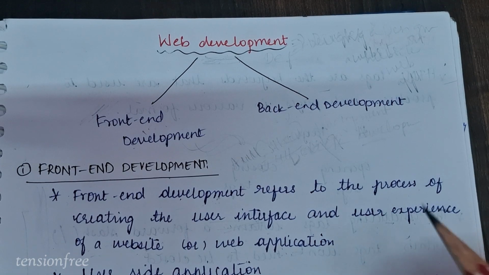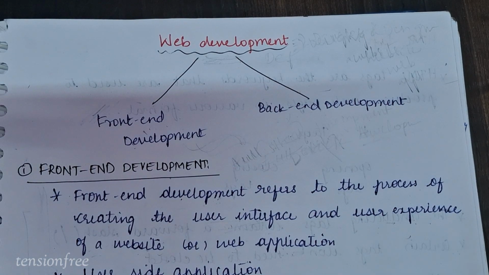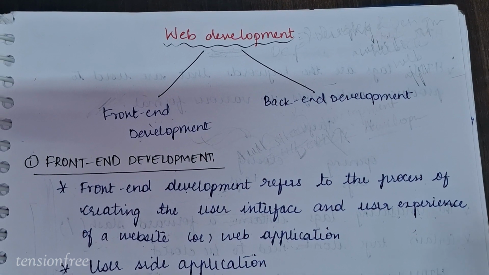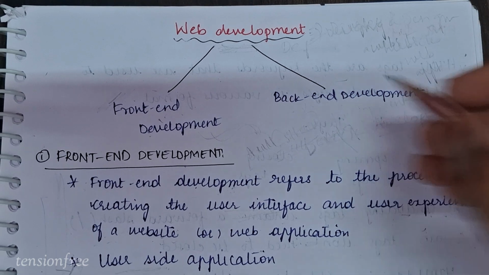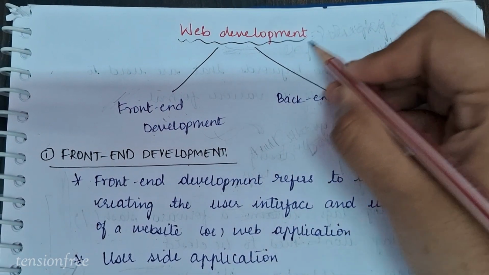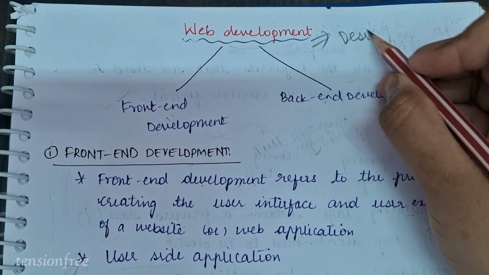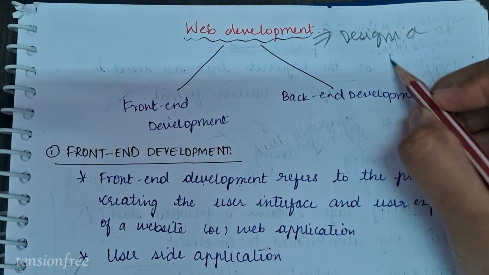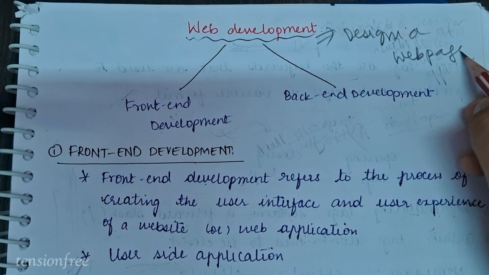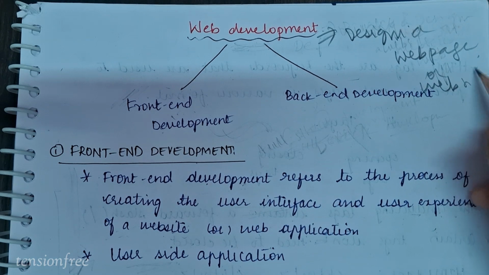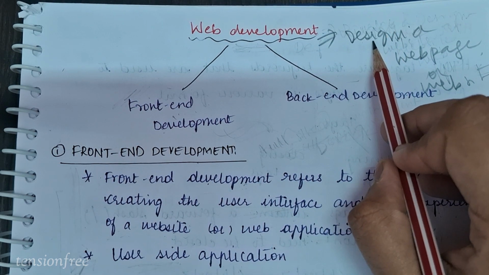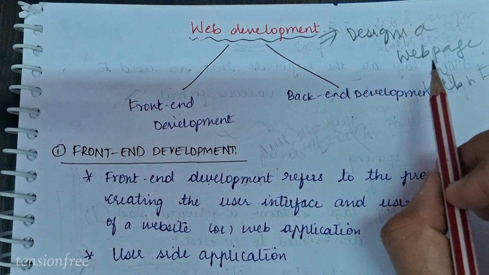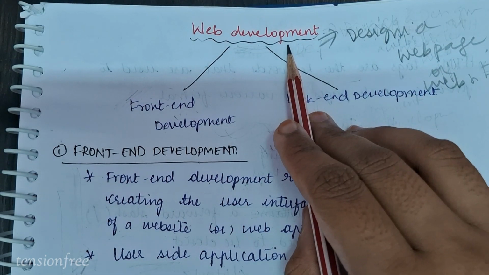We have gone through the web technology in the previous video. Now we will be seeing what web development is and the classifications of web development. Coming to the definition, web development is nothing but designing a web page or website. That means to design or develop a web page, we will be using web development.